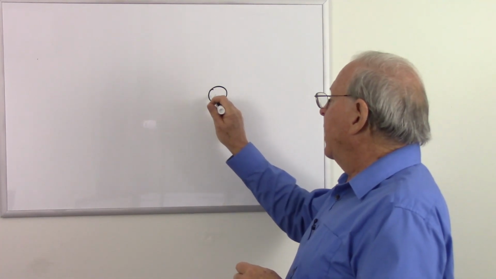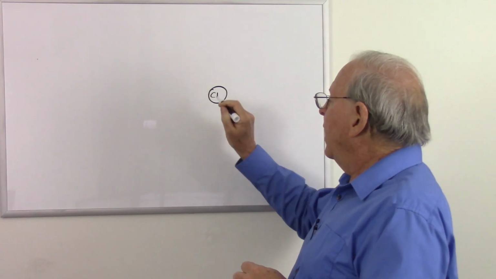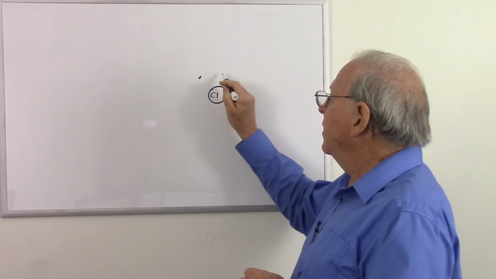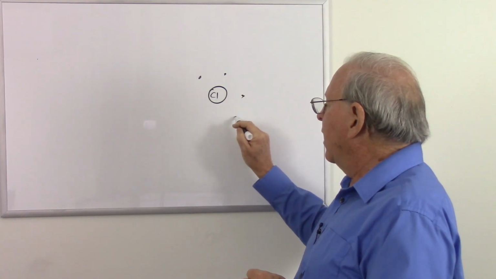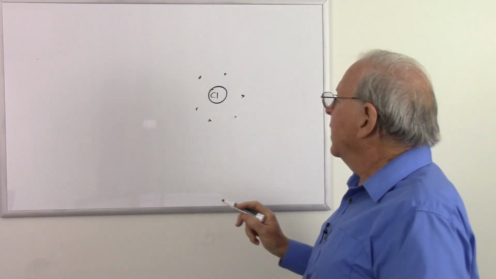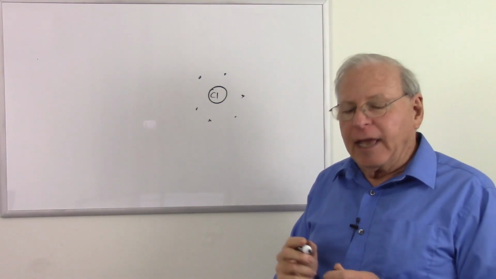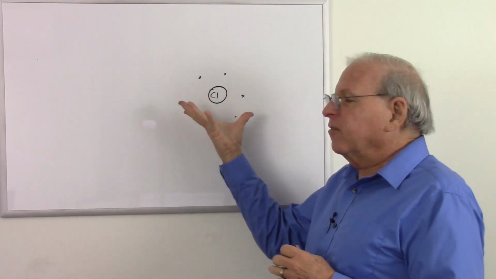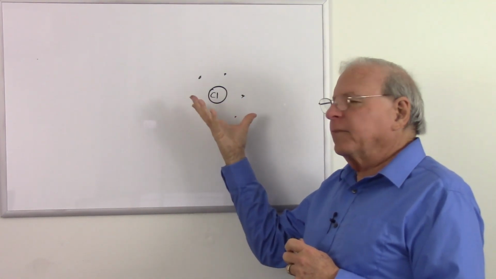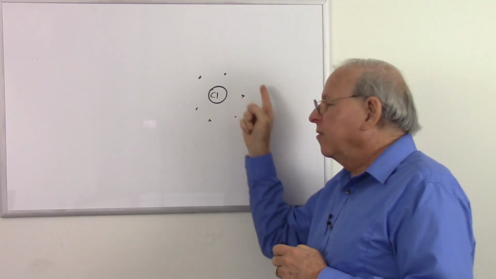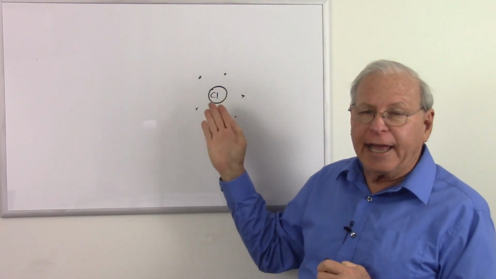So let's take a chlorine atom, and that's going to have 7 electrons in the outer shell. I'll just draw them like that. And it would like to have 8. And it has a very attractive force. Sometimes they call that negativity because there's a lot of electrons there, although it's not negatively charged.